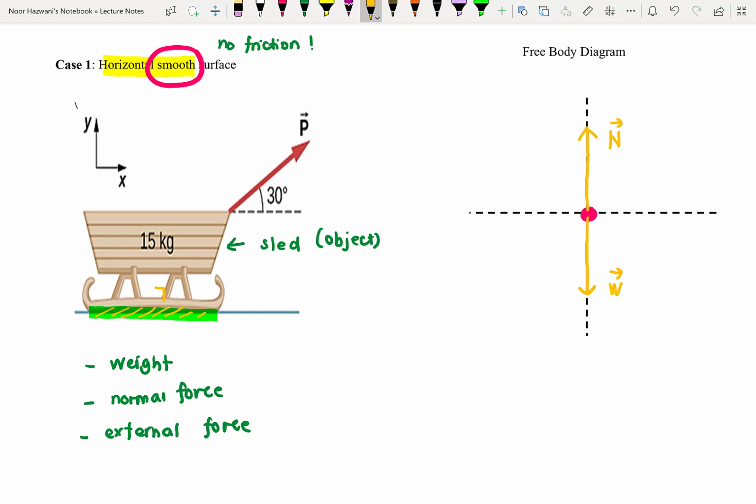And then the last one is your external force. I just label it with capital P, following the question. Vector capital P. Some students ask, Madam, do we need to draw the angle of 30 degrees? That's not necessary. But if you do, it's not wrong. Your marks will not be deducted. So we're done for the first case.